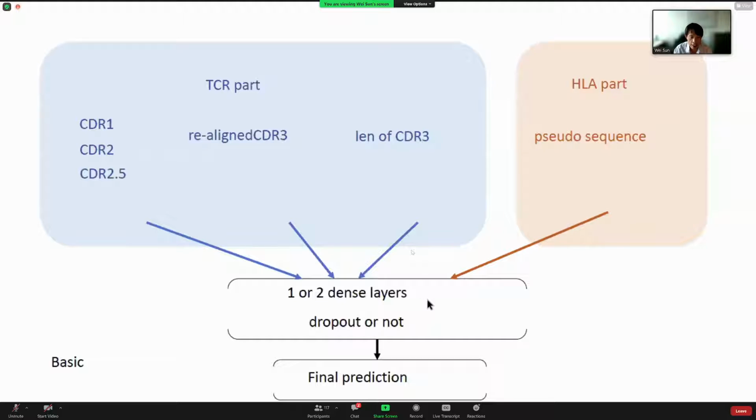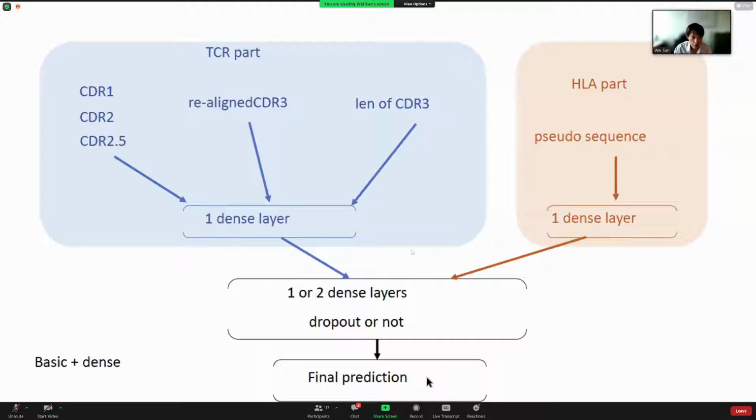And then this dense layer just means a fully connected layer. All the nodes in layer 1 are connected to all the nodes in layer 2. So that's a dense layer. And then you get a prediction. Okay, so for the next one, you can actually add a little layer to encode the sequence first. So you have the TCR, you encode it. You have the HLA, you encode it, and then you put them together. You encode them separately, giving them a chance to learn a better representation.